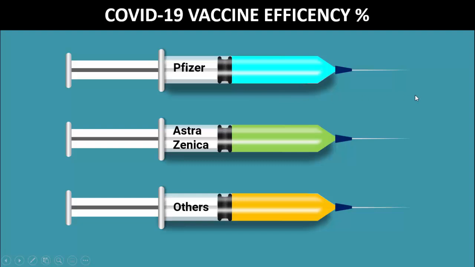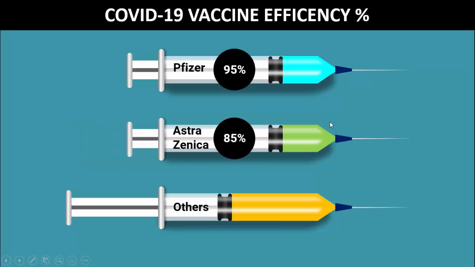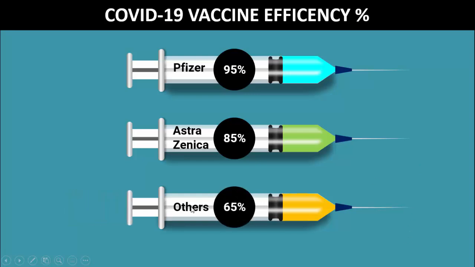So let me just show you. When I click, you can see here it goes inside, the droplet comes out, and then it says 95% efficiency. And when I click, then the AstraZeneca comes and then it says 85% efficiency. And the last one, the others, you can just name it any other things, and then it says 65% efficiency. So this is a very good slide if you want to do some comparison on the COVID-19 vaccine efficiency percentage.